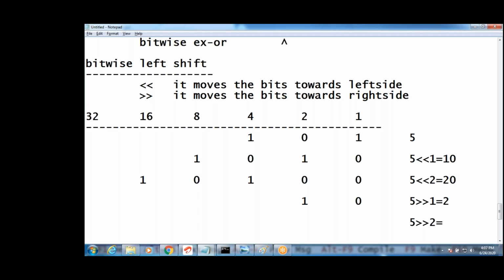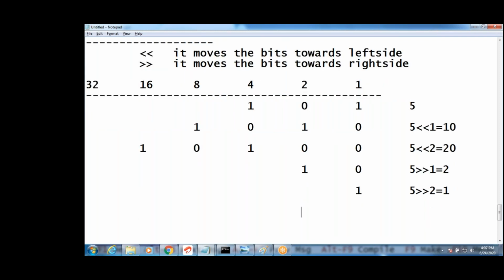5 right shift 2, guys. What is 5 right shift 2? Two positions right, then you will get 1. Then what is the answer? 1, guys. Now 5 right shift 3. If I write 5 right shift 3, then the answer is 0. There is no other position, right? That is 0.